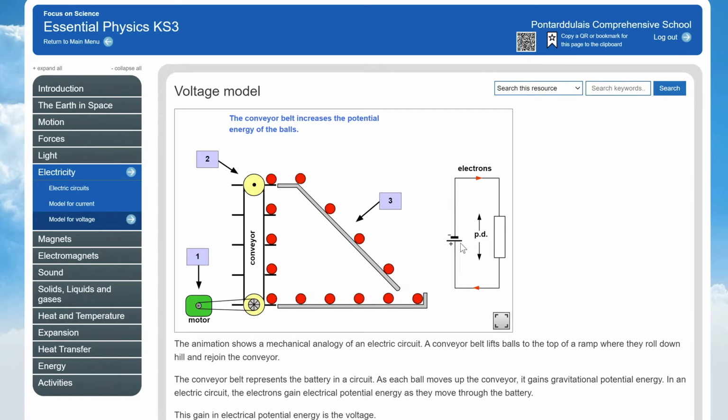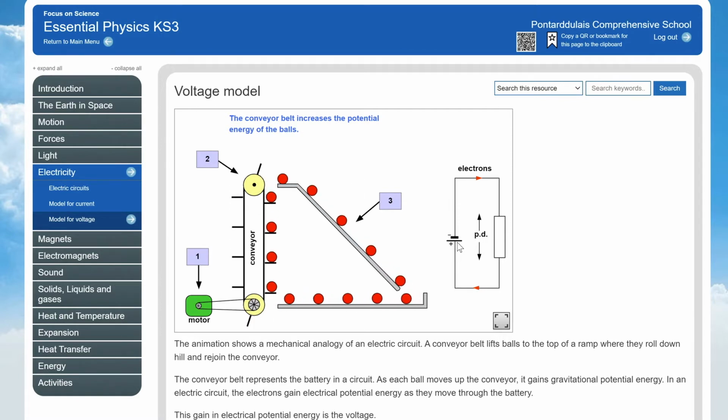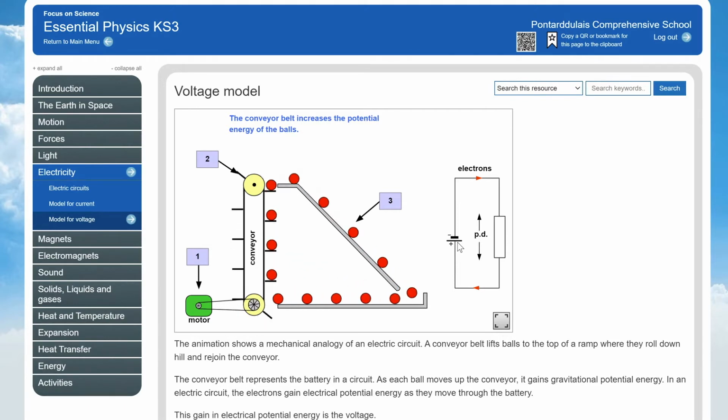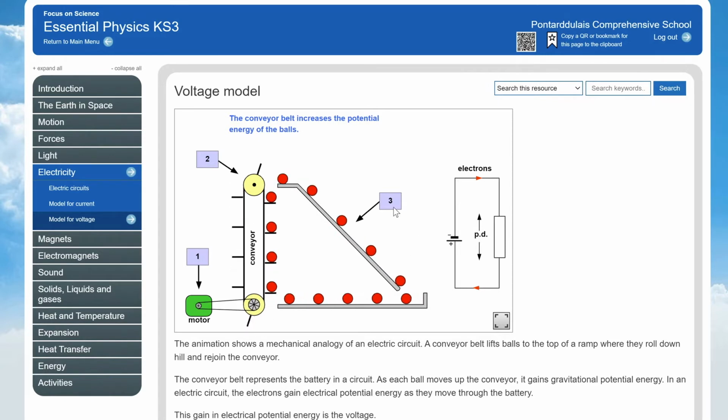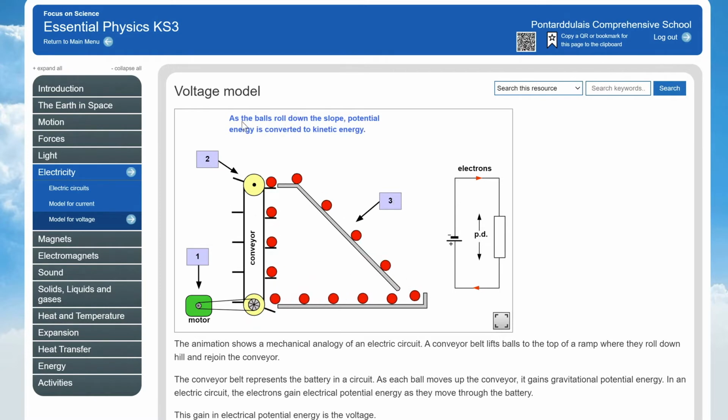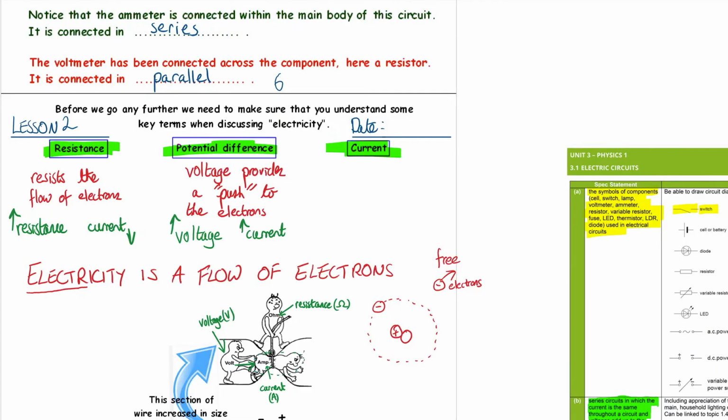So we think of that in terms of electrical circuits: the battery gives the electrons more electrical energy to move around the circuit. And part 3 here, this is where the energy is lost. As the balls roll down the slope, the potential energy is converted to kinetic energy. So that would happen here in the resistor part of the circuit. Let's apply that now back in our booklet.